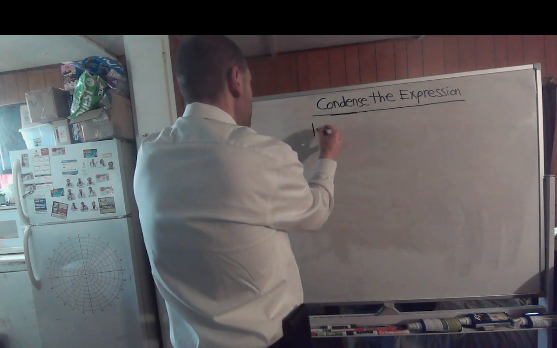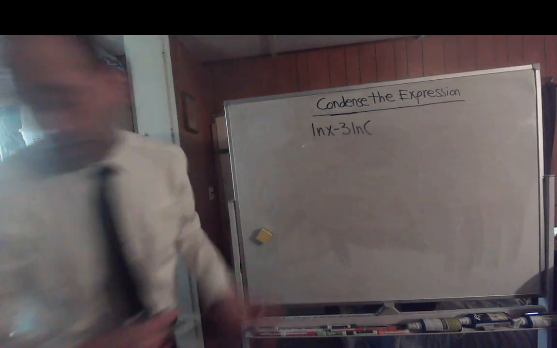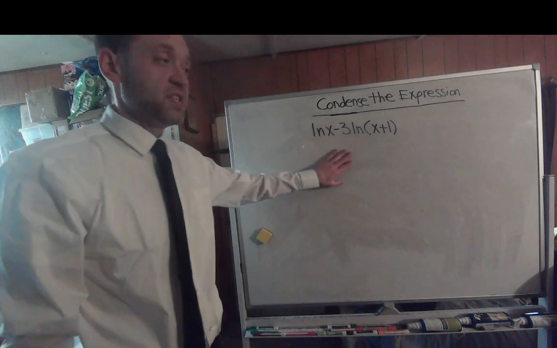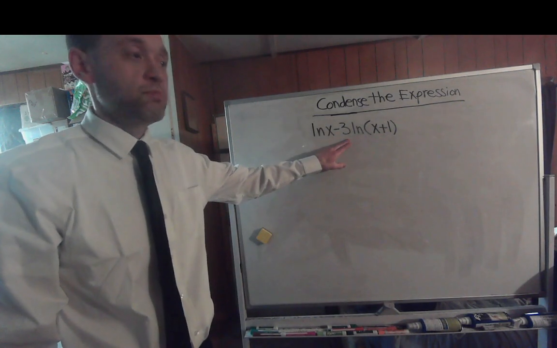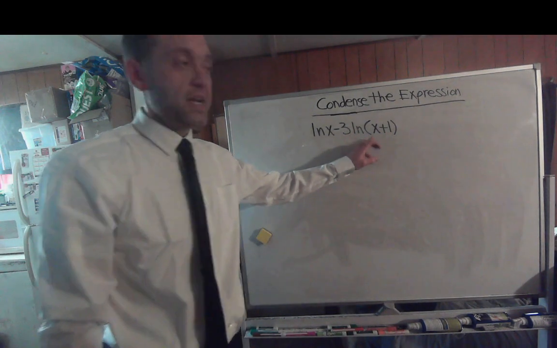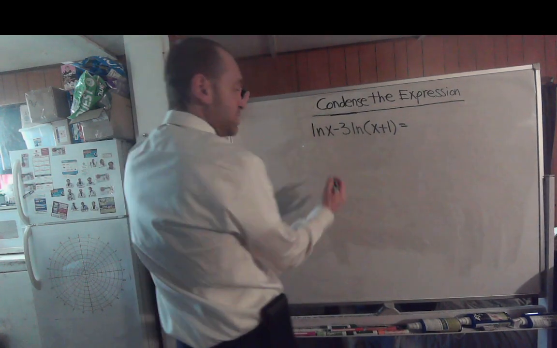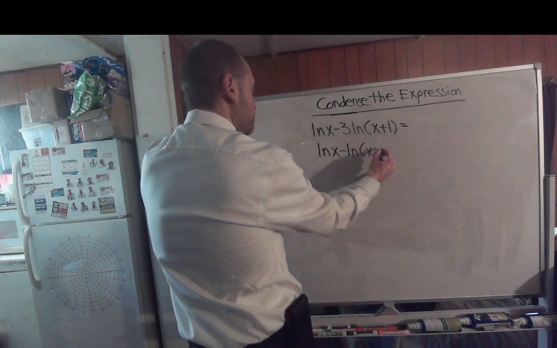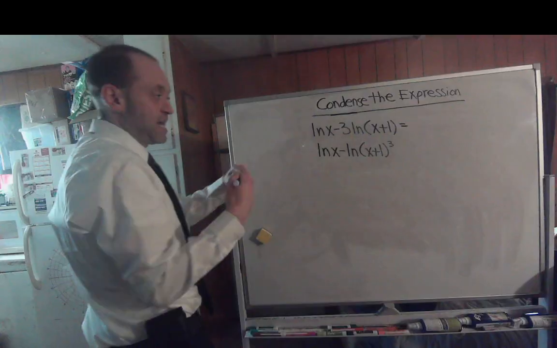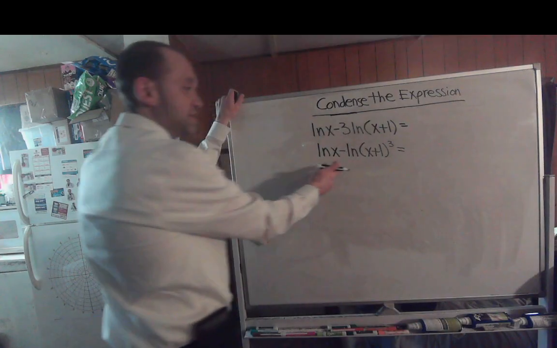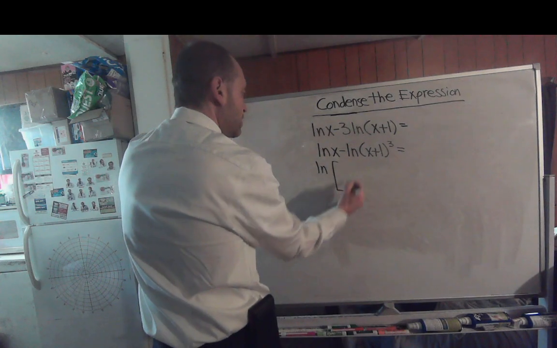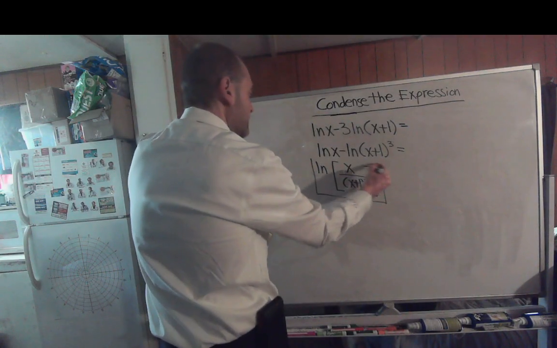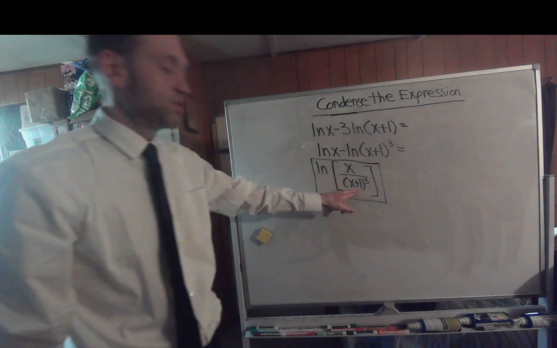Alright, let's see, we have the ln of x minus 3 times the natural log of x plus 1. So yes, we have the difference of two logs here, but let's look at that second term. You have 3 times the natural log of x plus 1. Wouldn't that be the same as the natural log of x plus 1 raised to the third? So this would turn into the natural log of x minus the natural log of x plus 1 raised to the third power, which now we just have a difference of two logs. We can condense this into one log because the difference relates to the quotient rule. This would become the natural log of x divided by the x plus 1 to the third power. And that would be to get a single logarithm. The natural log of x divided by x plus 1 to the third power.